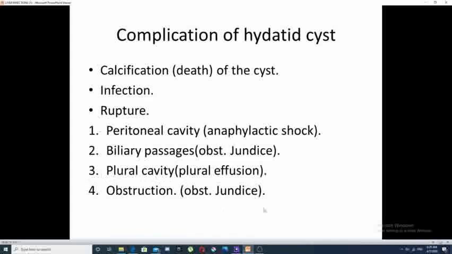A fourth complication of the hydatid cyst is due to the size of the cyst, which will result in obstruction, and the patient may present with obstruction to the biliary tree in the form of obstructive jaundice.